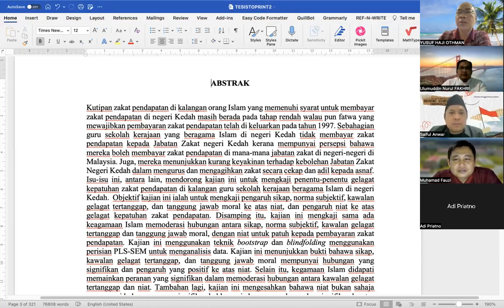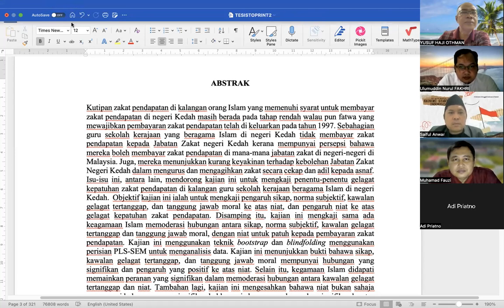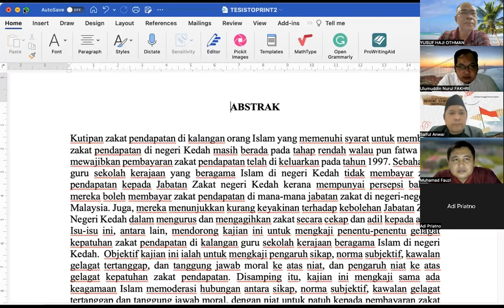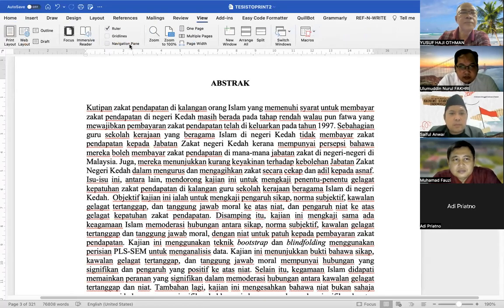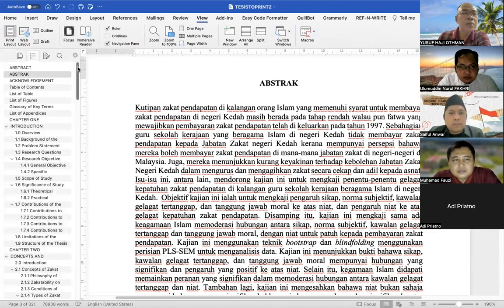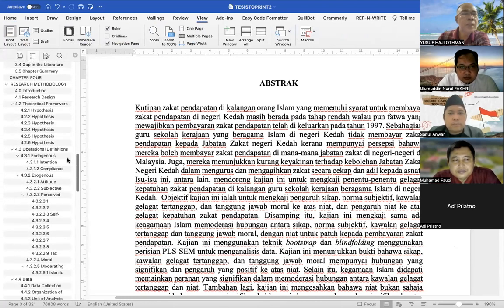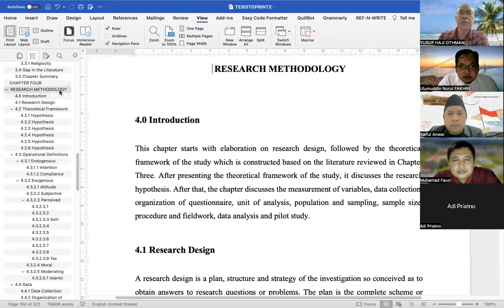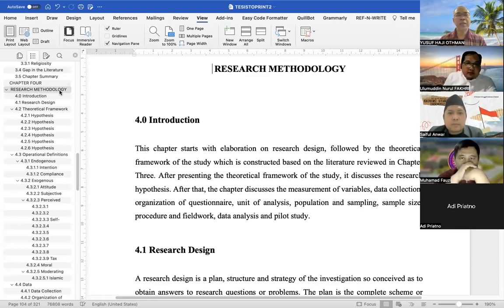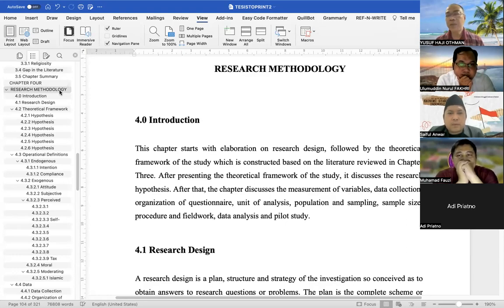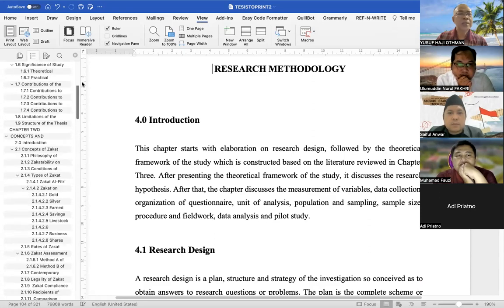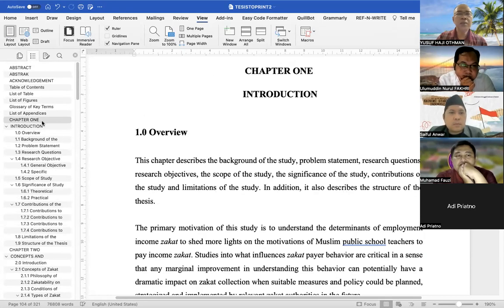So my research is a quantitative one. So let's look at how we write the research methodology chapter. Usually research methodology is chapter 3, right? But in my case, I wrote it as chapter 4, because that was the recommendation by the examiner during the viva. So they asked me to add an additional chapter. So my chapters, originally, it was chapter 1, introduction.